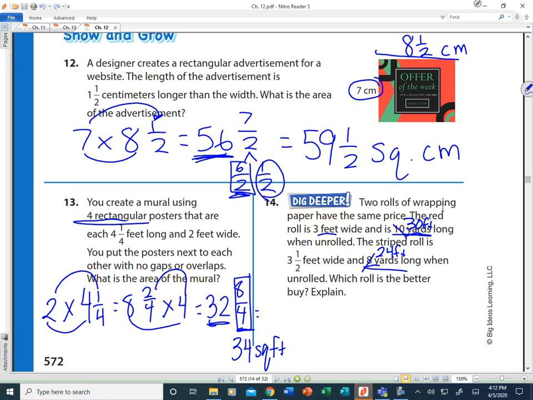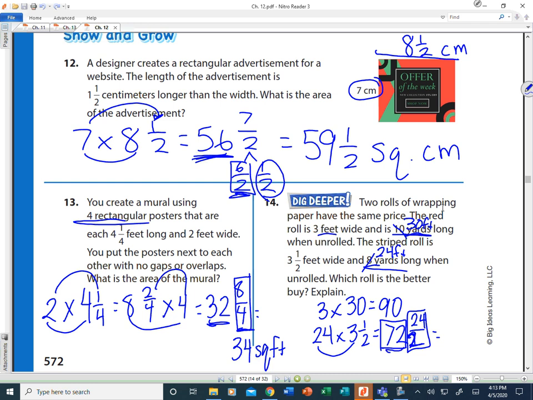Now what I can do is actually find out the areas, okay? So I can find the area for the red roll by taking 3 times 30, length times width, it's 90 square feet. And then the striped roll is 24 feet times 3.5. 24 times 3 is 72. 24 times 1/2 would be 24 halves, right? And if I count by twos, I know that I have 72 wholes, and 24 halves are actually going to give me 12 more wholes. So 72 wholes plus 12 more wholes gives me 84.